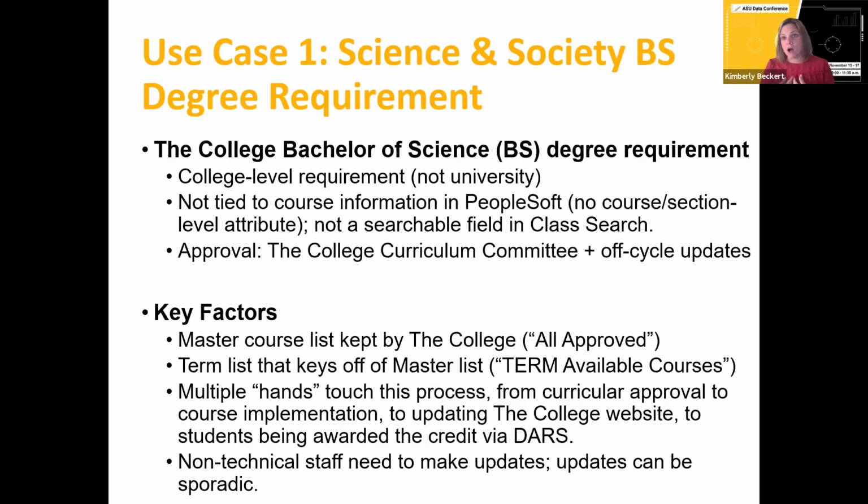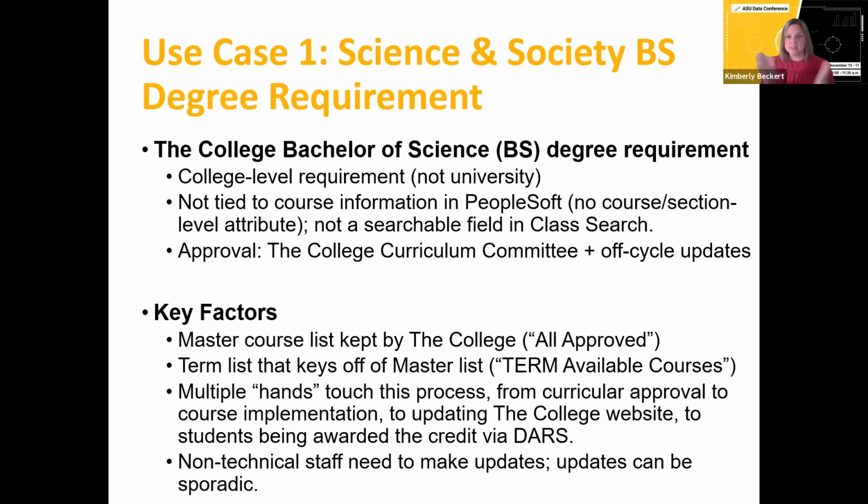And that's because this is a college level requirement, not a university requirement. And so it's not a searchable field in class search either. So how will students know when their advisor tells them they have to take a course to meet the Science and Society requirement? How will they find the courses? And so that's part of why we have this kind of external process that we've always had in the college.